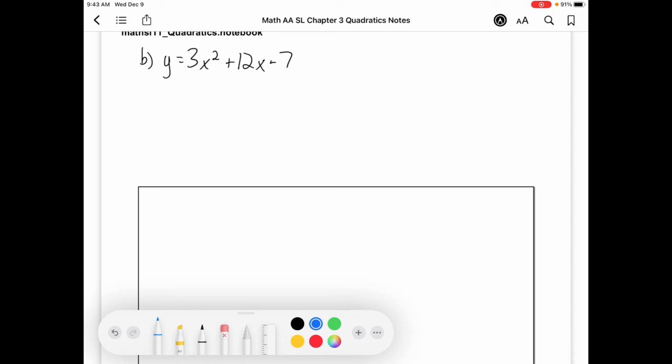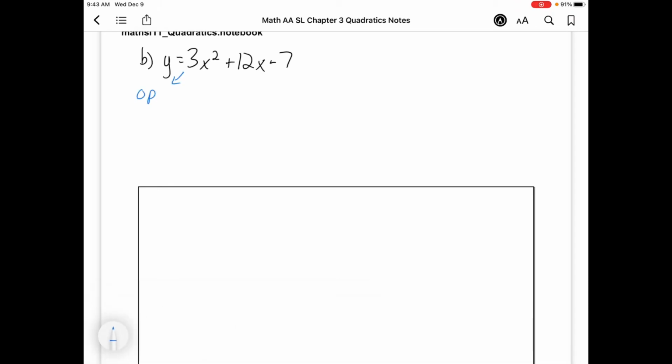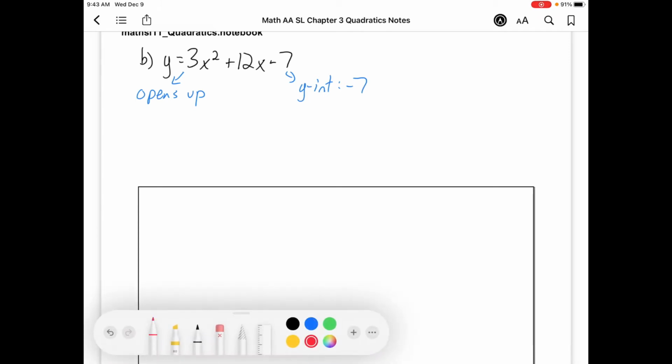Okay, doing another example. This one also opens up because it's got a positive leading coefficient. It'll be a little steeper. It's going to have a y-intercept at negative 7. And again, if you prefer to just sub in 0 for x, you'll also find that you have a y-intercept of negative 7. We're going to go hunting for the vertex.